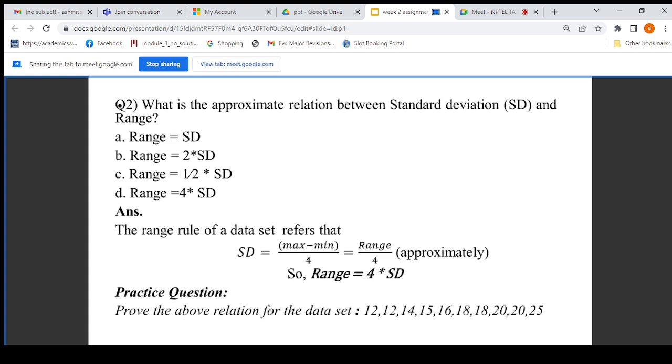Okay, so the answer is the range rule, which is applicable here. The range rule shows that the standard deviation equals the maximum value of the dataset minus the minimum value of the dataset, divided by 4. But in this case the range is not the actual value, it gives an approximate one. So I want you to solve this particular question and tell me the range and standard deviation.